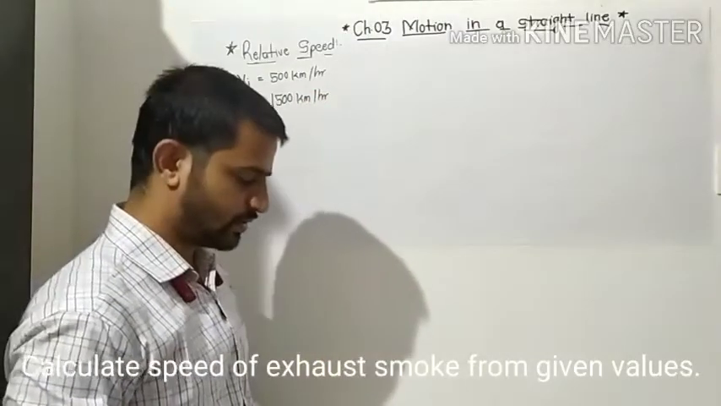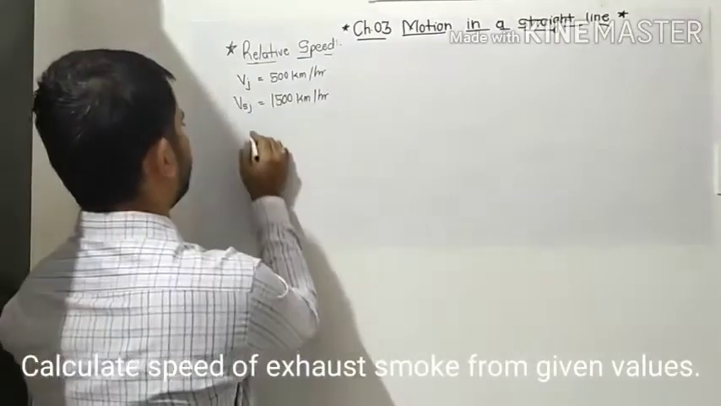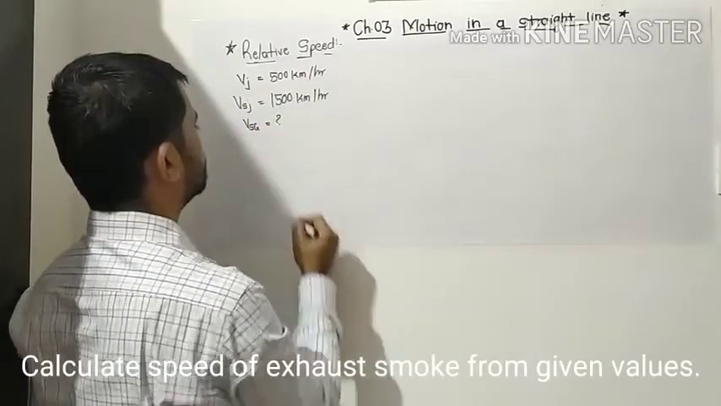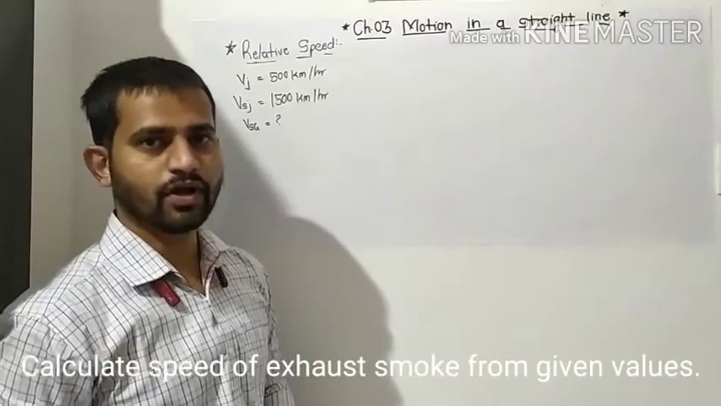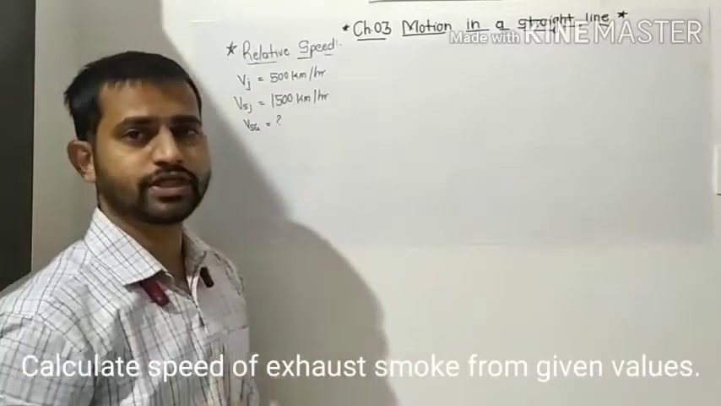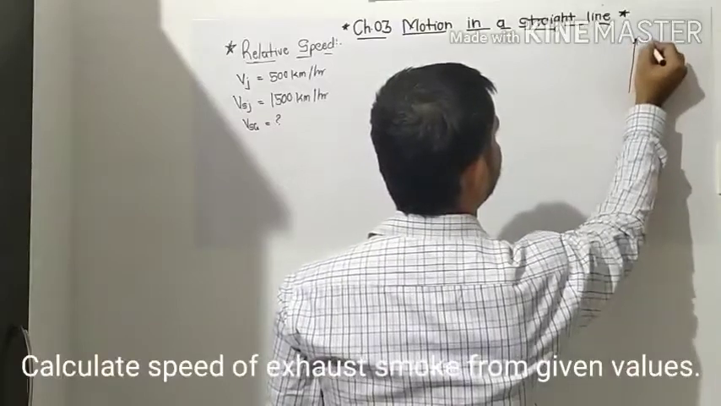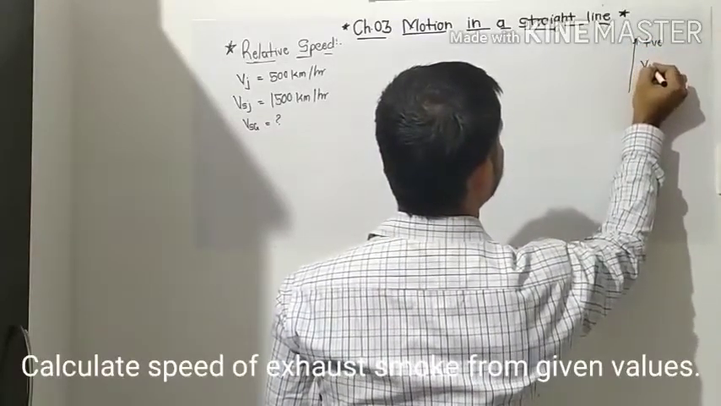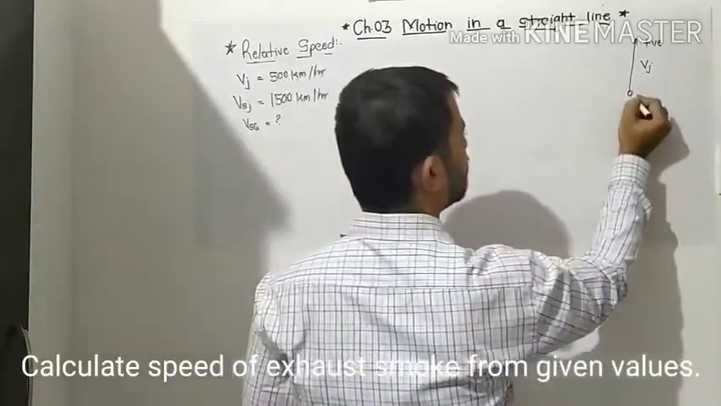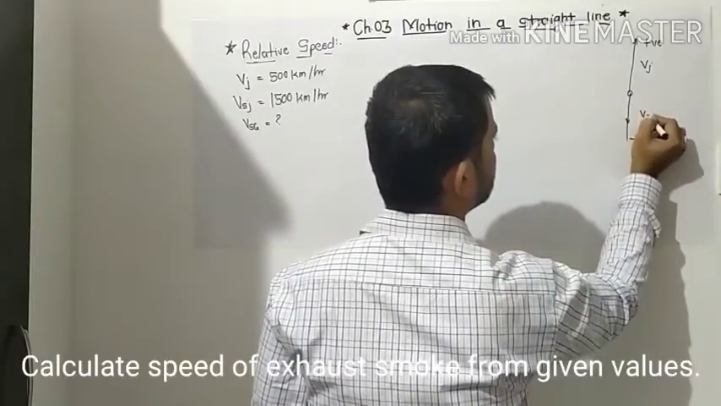Now, what is the speed of the smoke with respect to an observer on the ground? We have to find VSG, the relative velocity of smoke with respect to ground. If we consider the direction of the motion of the jet, moving in the upward direction, it will be positive, and it is Vj. The smoke is coming in a downward direction, so it will have the negative direction, Vsj.